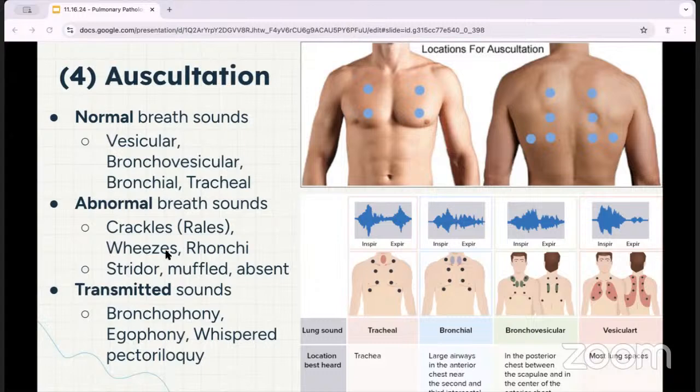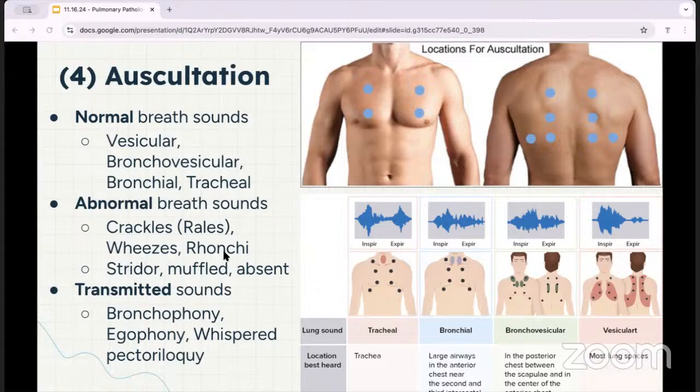Then there's wheezes. Wheezes are musical, high-pitched sounds that are caused by air squeezing through narrowed airways, like in asthma or in COPD. They're typically heard during the expiratory phase, but they can occur during inspiration as well.